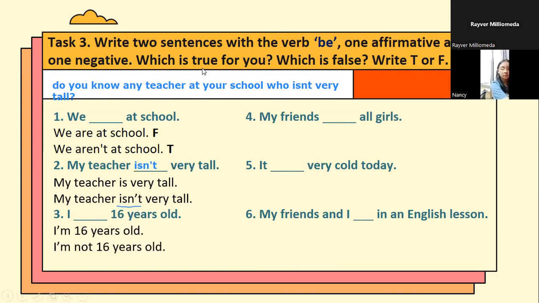Which one do you choose? I'm not 16 years old. Okay, very good. Because you are not 16 years old. How old are you again? I'm 13 years old. I'm not. Okay. So I'm not 16 years old. So you are 3 years from becoming 16 years old. So you're still young. Now, number 4.